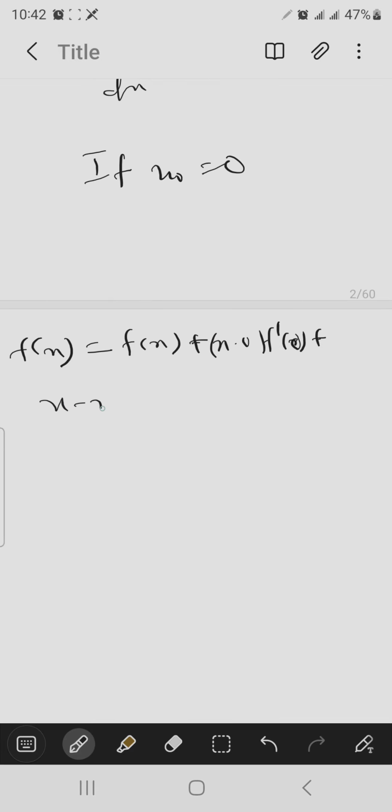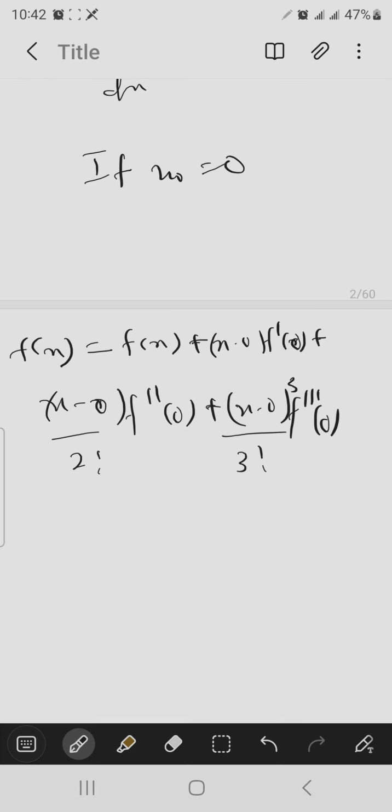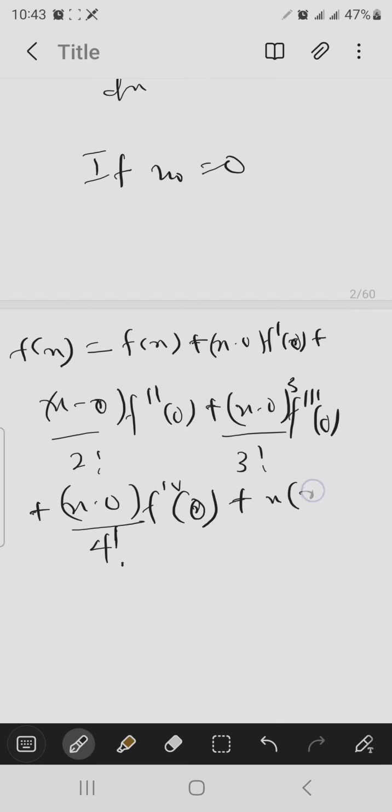So now I will have f of x equals, the first case, f of 0, plus the second case, (x minus 0) f prime of 0, plus the third one, (x minus 0) squared over 2 factorial f double prime of 0, plus (x minus 0) cubed over 3 factorial f triple prime of 0, plus (x minus 0) to the fourth over 4 factorial f fourth derivative of 0, plus dot dot dot, plus (x minus 0) to the n over n factorial f to the n of 0.